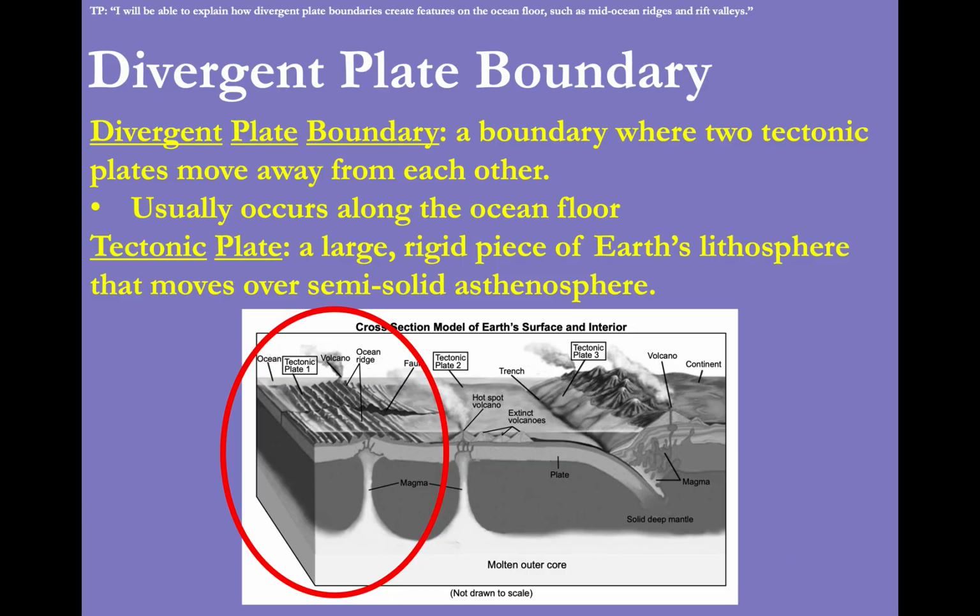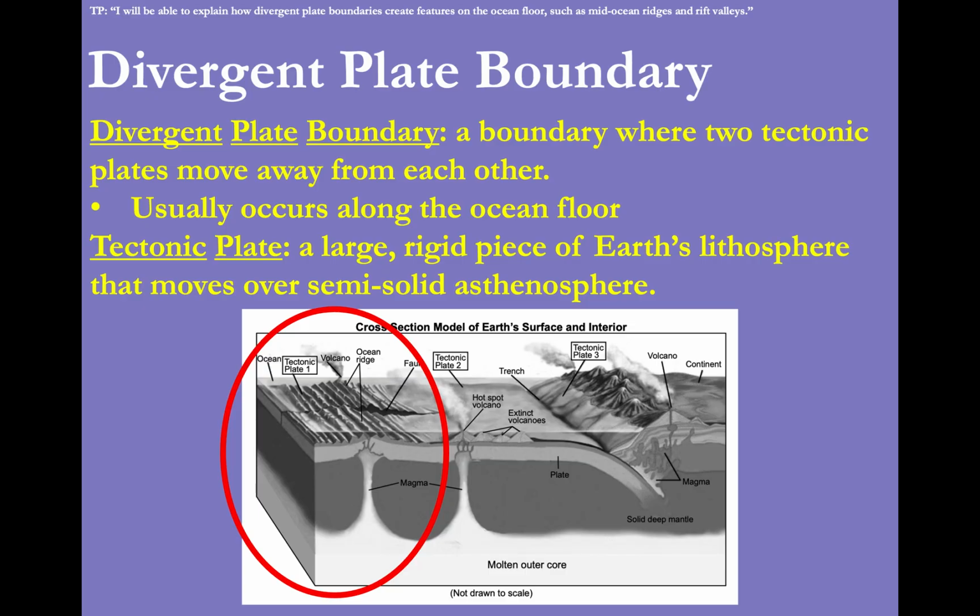All right, here we go. Divergent plate boundary: a boundary where two tectonic plates move away from each other. All right, this usually occurs along the ocean floor, and sometimes this can happen on land, right? And that's my next slide.